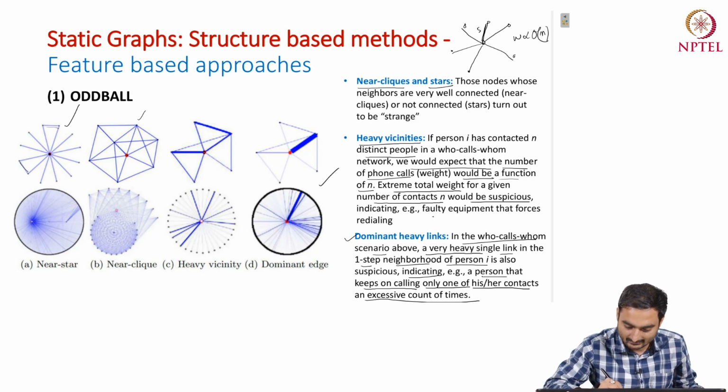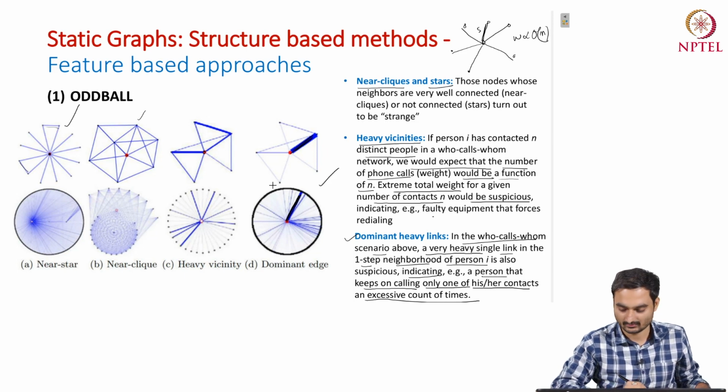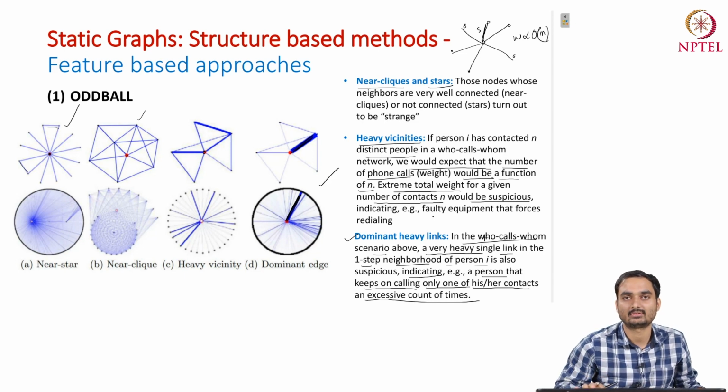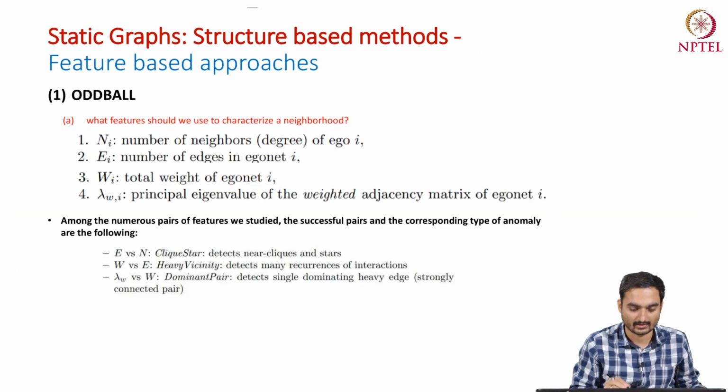You see that this link is very heavy, and therefore the edge weight would be much higher than the remaining edge weights. So, they wanted to detect these 4 types of categories. All right. So, now let us look at what are the features that they have considered.